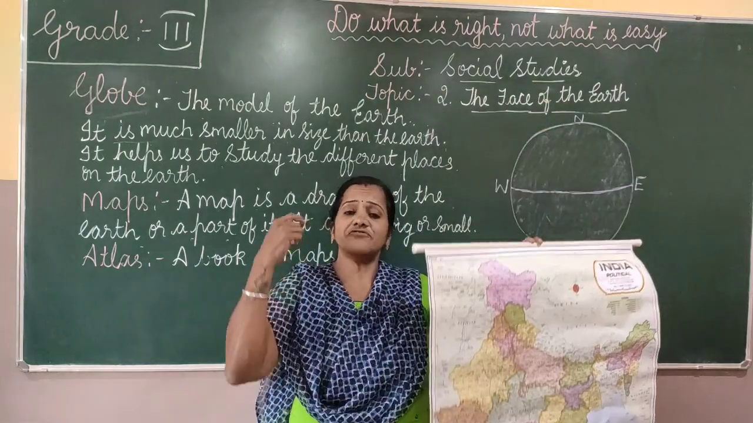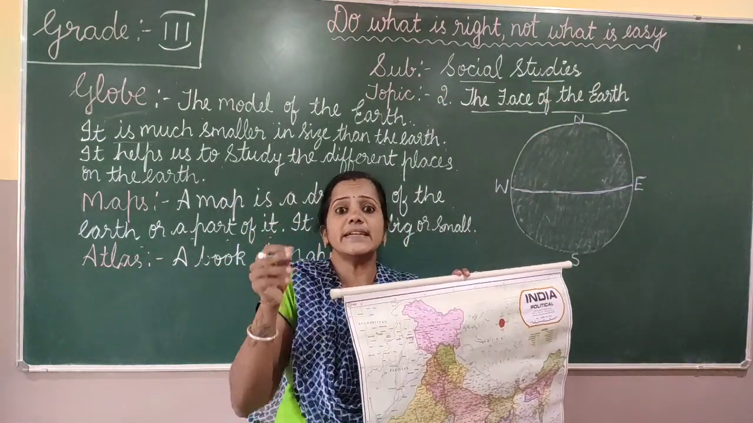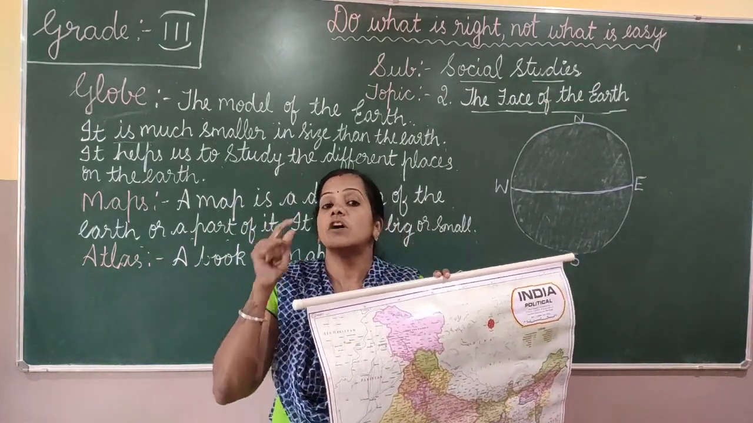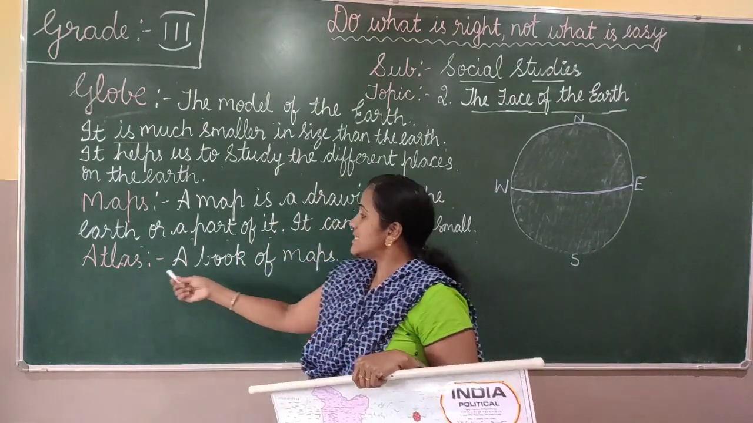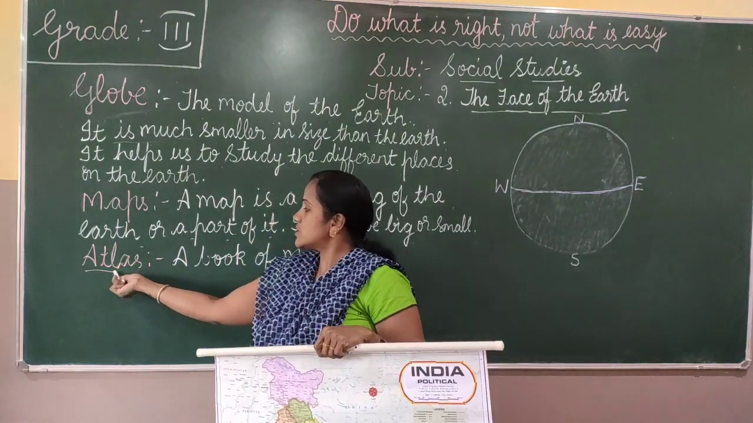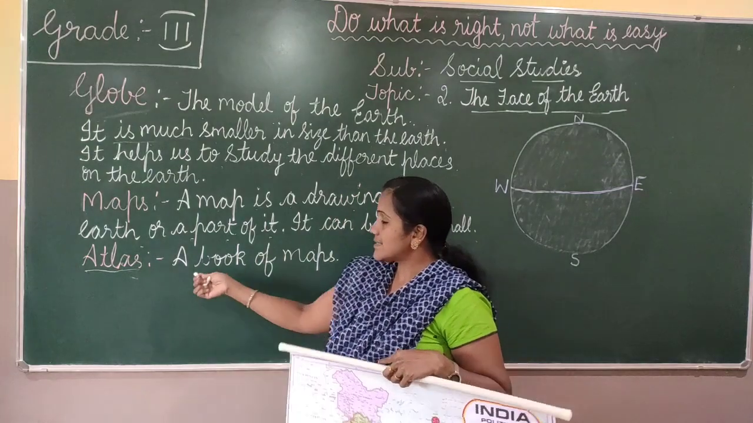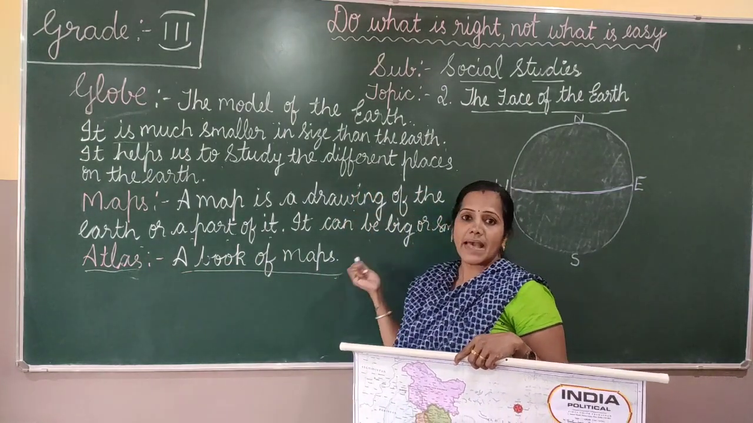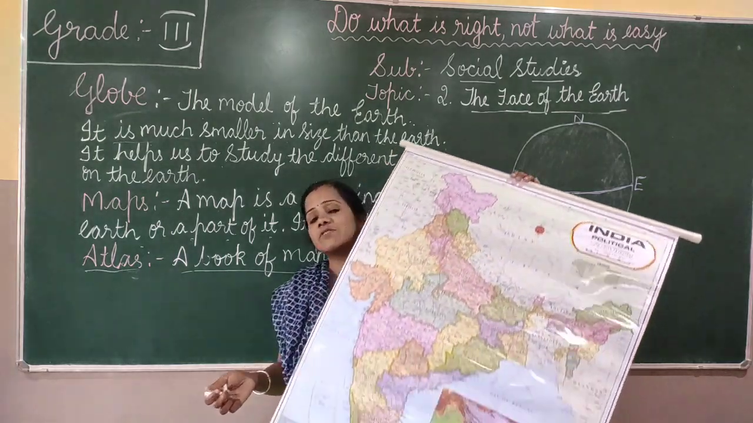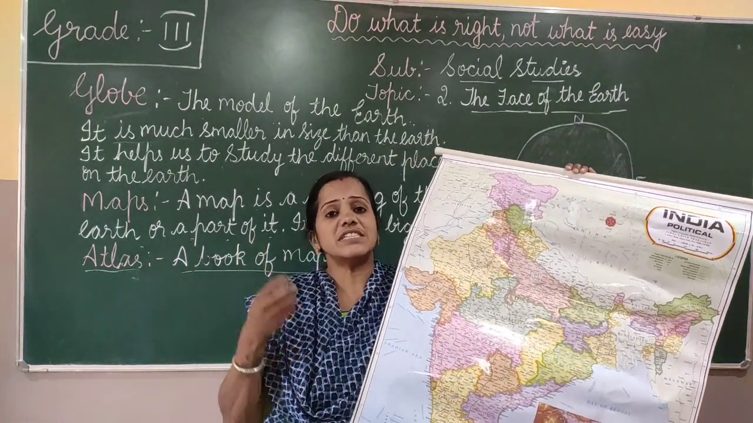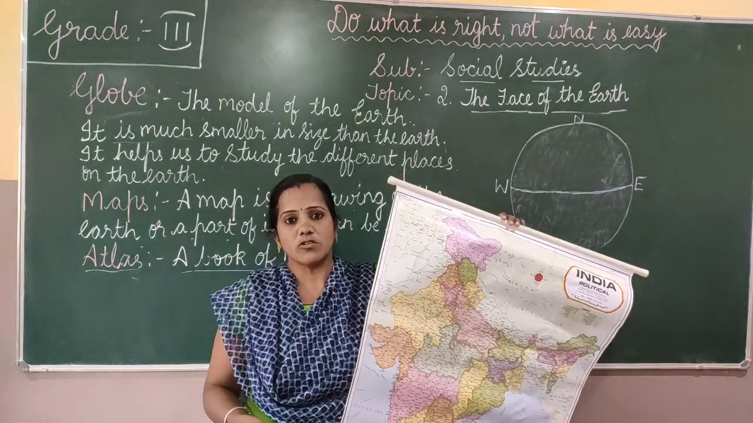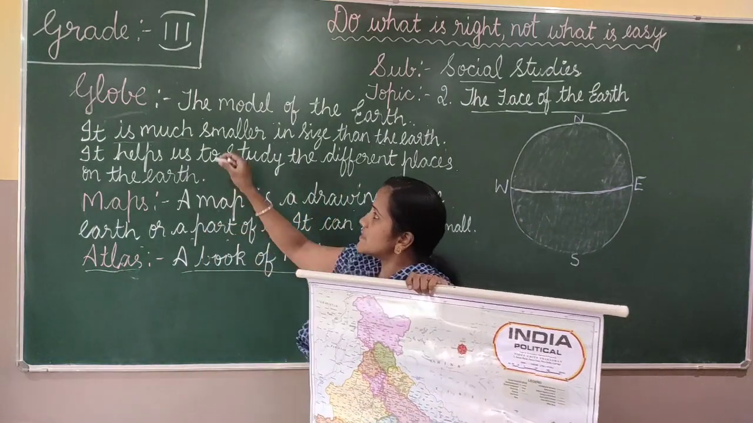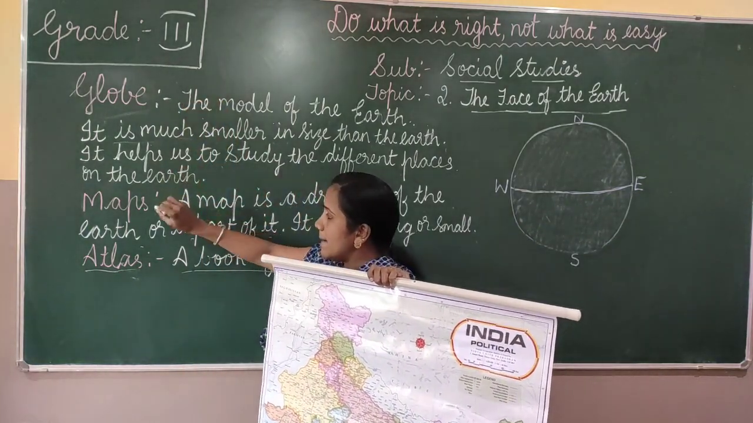So there are different types of maps. You will get a book of maps also. That book is called an Atlas. Okay, so what is this Atlas? Atlas is nothing but a book of maps. In that book of maps we can find many different types of maps also. So this is the difference between globe and map.